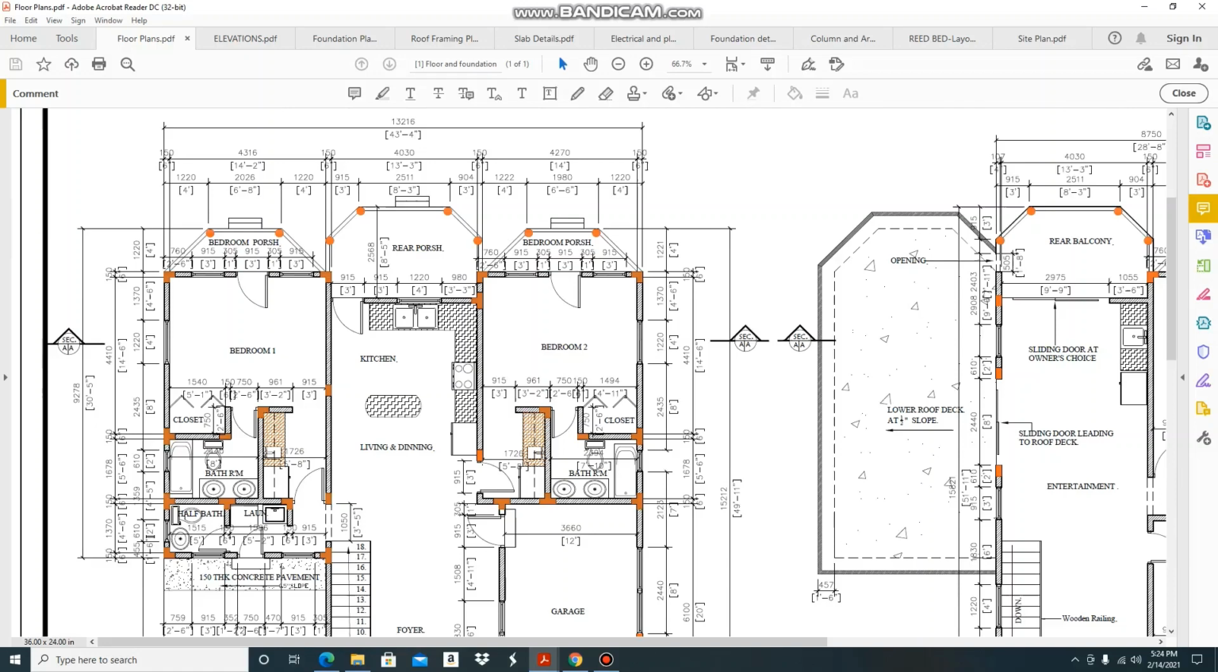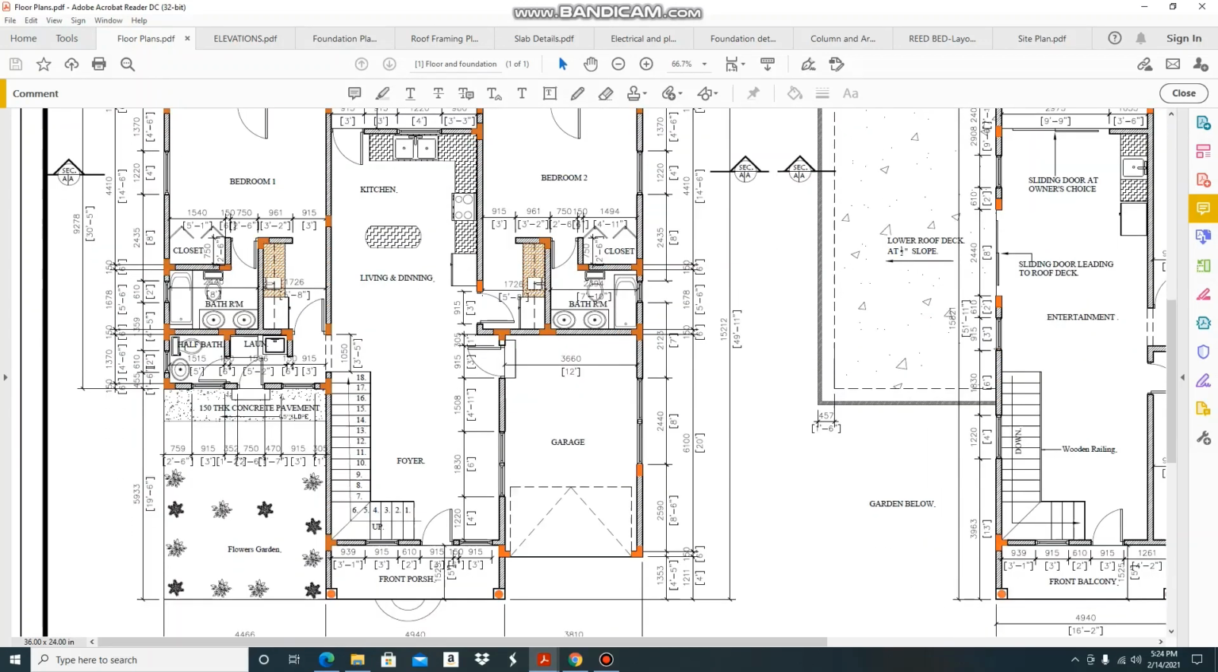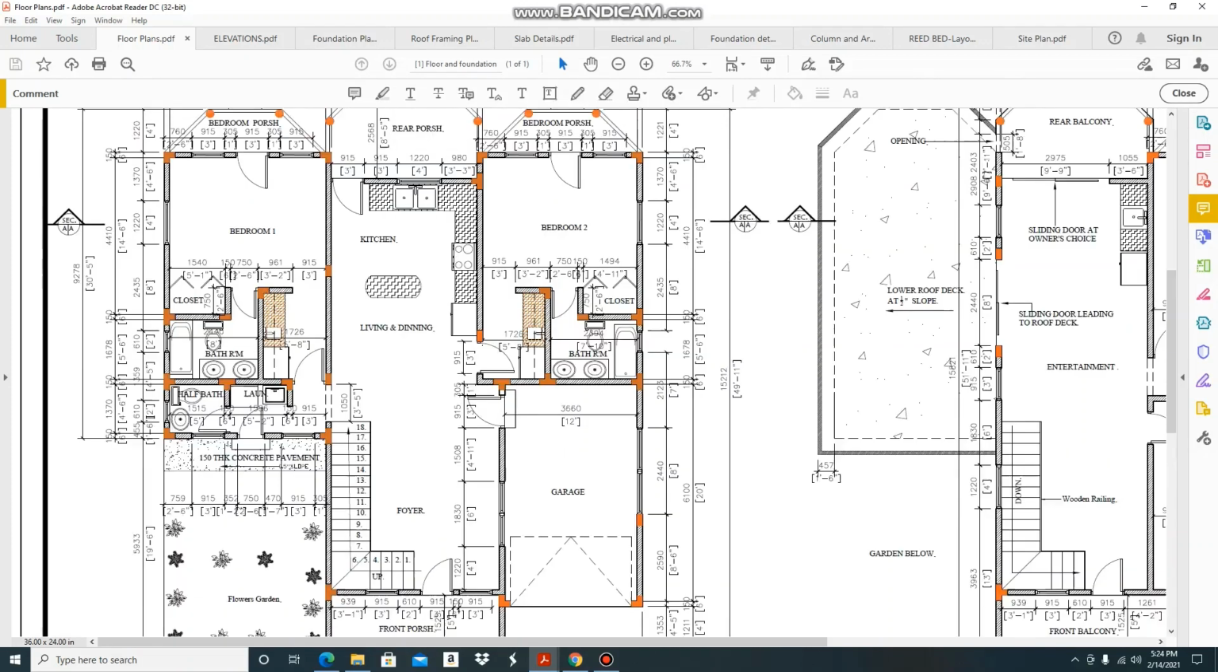So if you're not sure about a particular dimension, you can just use your tape measure to scale it, you measure it, and you can come up with a close description of what that dimension is. So keep all these things in mind when you're reading the plan. Especially if you're a builder or a contractor, these are things that you should look into very keenly in order to have your building built properly.